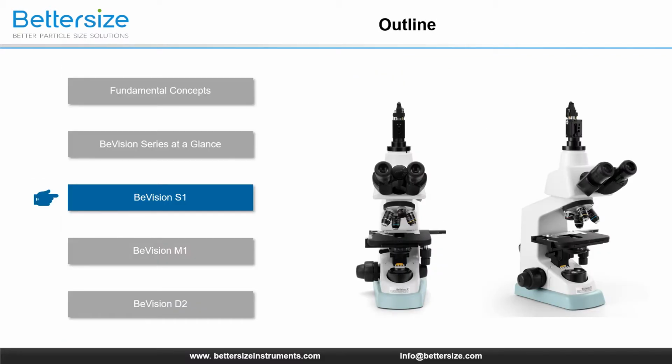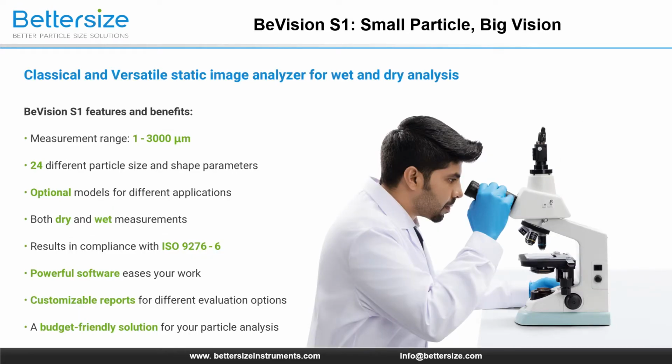Now, let us get to know about the Vision S1. The Vision S1 is a classical static image analyzer that offers an easy solution to measure and analyze the size and shape of particles in a range of 1 to 3000 microns. There are three optional models of the versatile Vision S1 for different applications. All of them are easy to use while staying reliable and accurate.